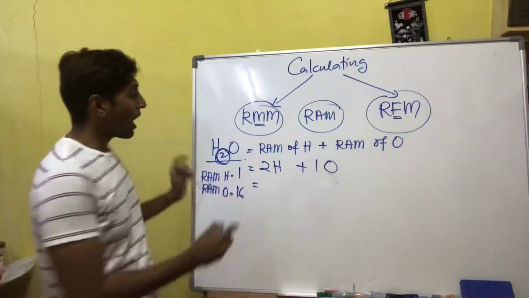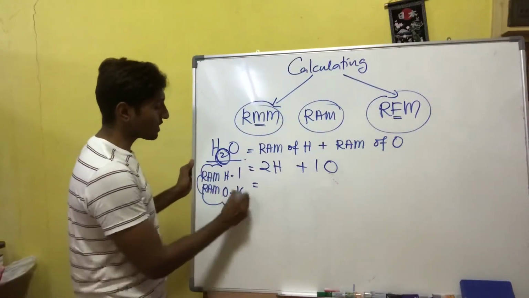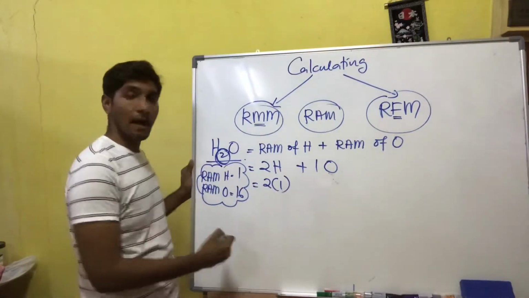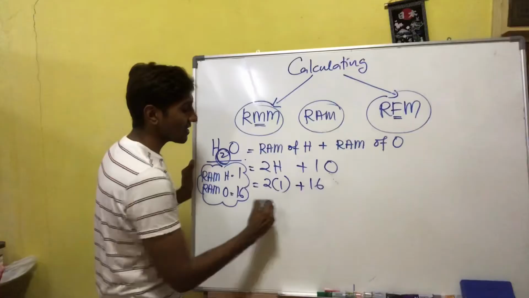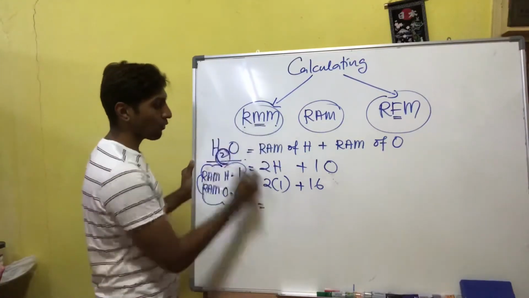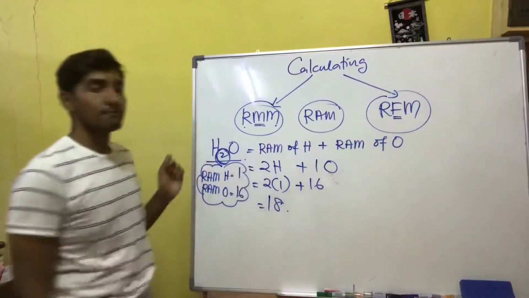Okay, now how many hydrogens do we have here? We have 2 hydrogens, so 2 times 1 plus 16. Therefore, the relative molecular mass of water is 18.